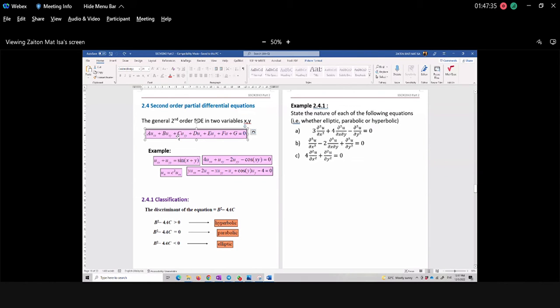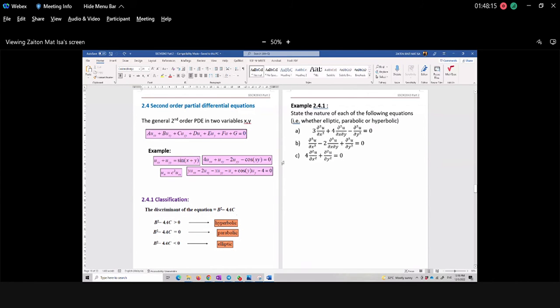If you calculate the B squared minus 4AC greater than 0, that means the second order PDE is a hyperbolic second order PDE. Okay. If your B squared minus 4AC equals 0, it is actually a second order parabolic PDE. Dia punya classification lah. If B squared minus 4AC is less than 0, it is an elliptic second order PDE. Okay. In our lecture, we will not use this classification terminology much, but it's good for you to know dia punya classification lah.